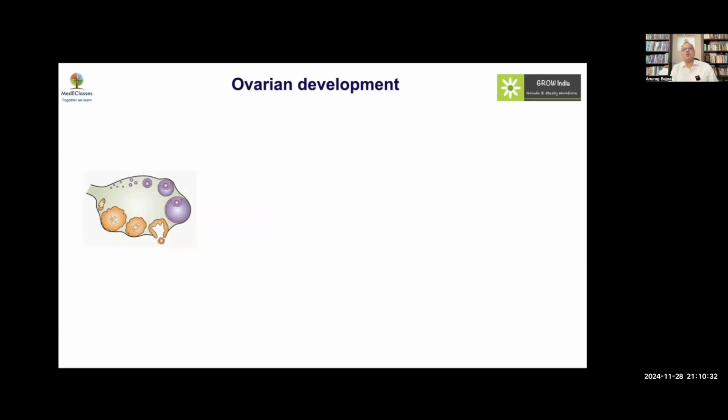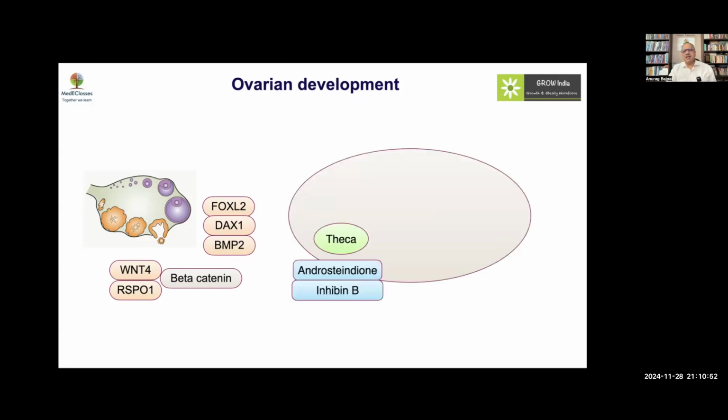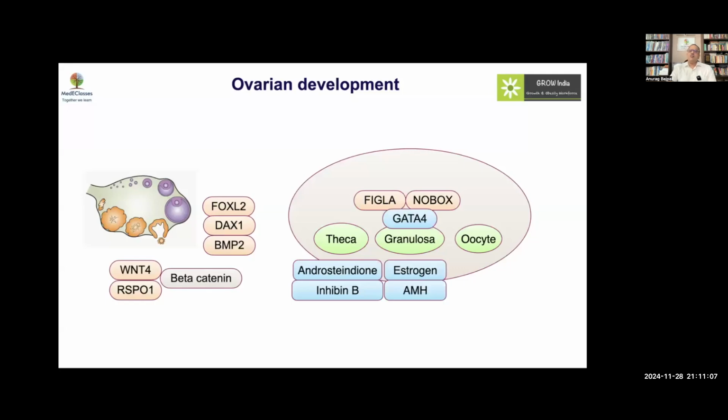The ovarian development, although it is considered to be a passive phenomenon, involves multiple genes. So we already discussed some of them like WNT4 and RSPO1, along with the beta-catenin canonical pathway, with multiple genes like FOXL2, DAX1 and bone morphogenic protein 2, which result in the development of the theca cell, which produces androstenedione and inhibin B. Now, theca cell you can consider to be similar to the Leydig cell in the testis. We have got the oocyte, the FIGLA, NOBOX, which produce that, and the granulosa cell, which produces estrogen and AMH. So both these factors play an important role in terms of ovarian development.